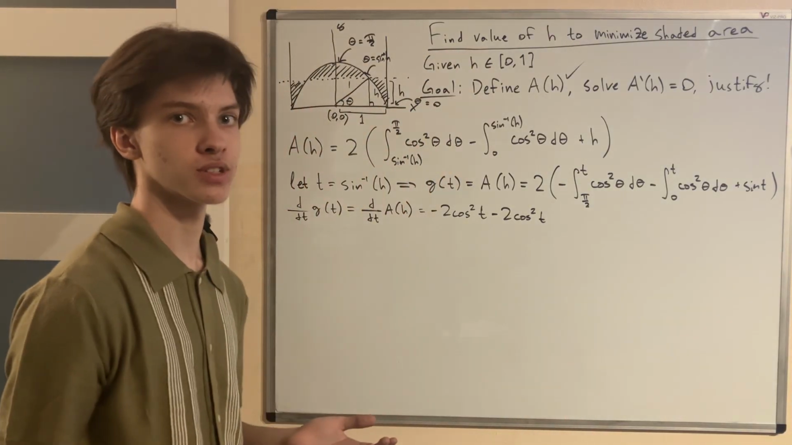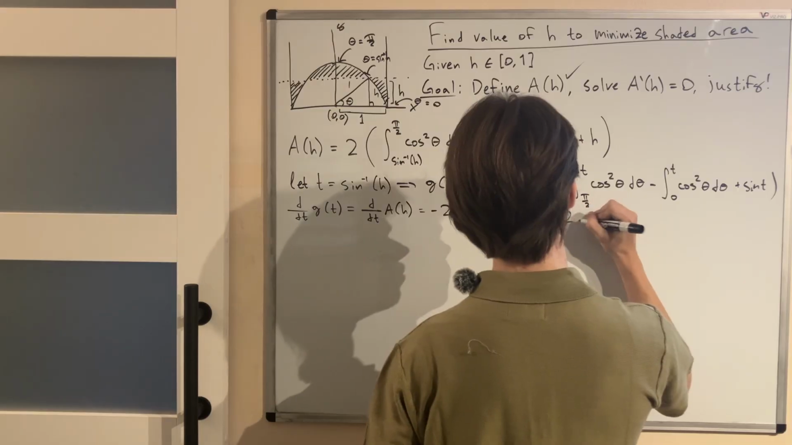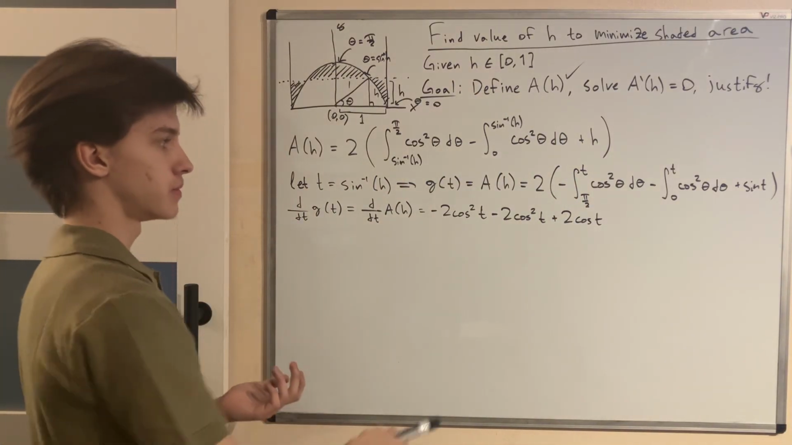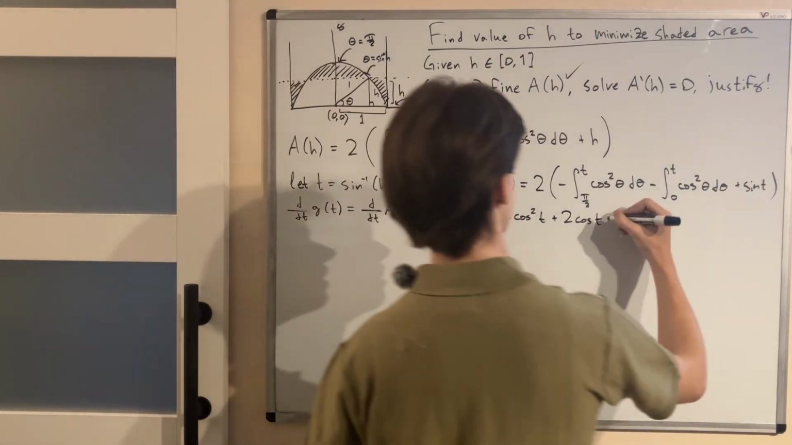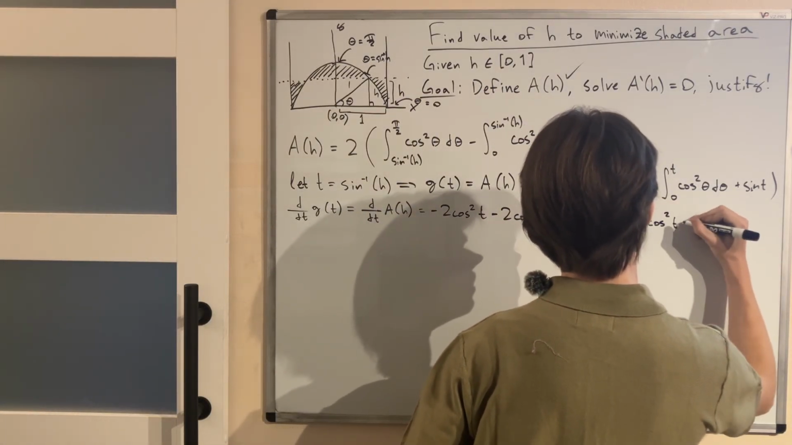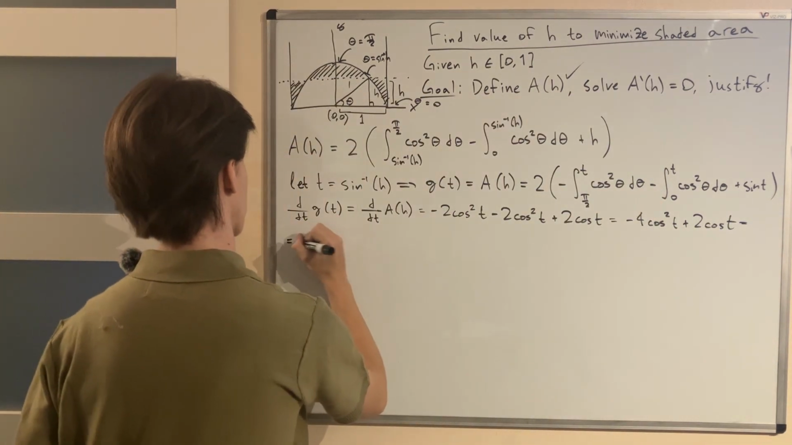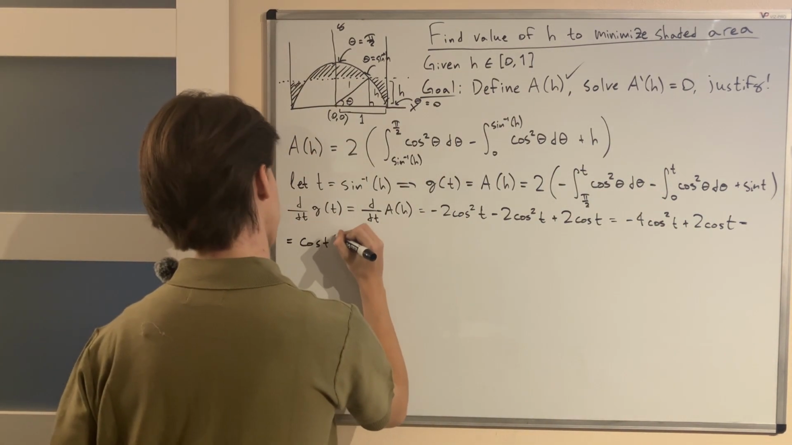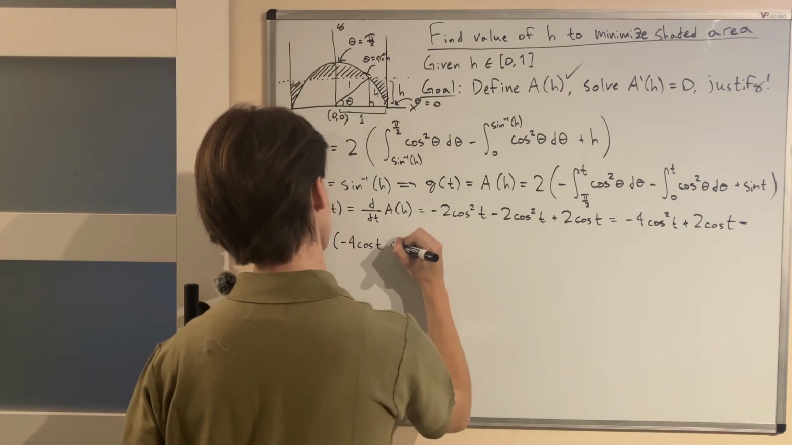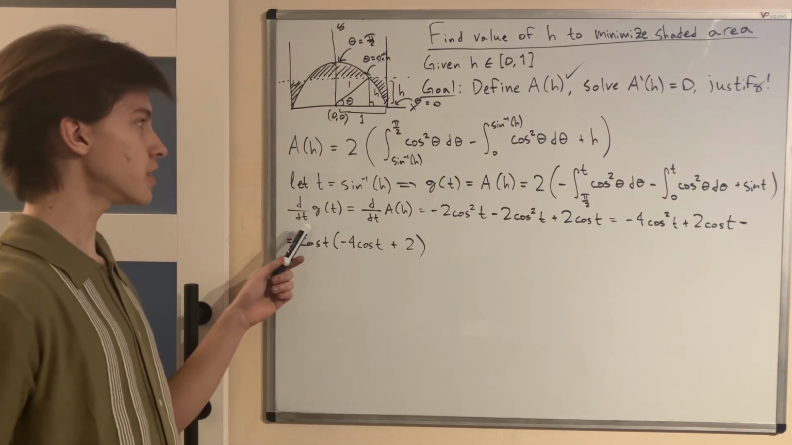The derivative of 2 times sine of t is 2 times cosine of t, and so we get that our derivative of the function g with respect to t is this right here. This is going to be cleaned up a bit. It's going to be negative 4 cosine squared of t, then plus 2 cosine of t, which is just equal to cosine of t times negative 4 cosine of t, and then plus 2. All right. Now we have a derivative for g, but not for a of h.